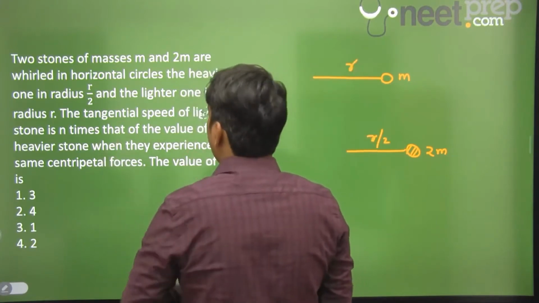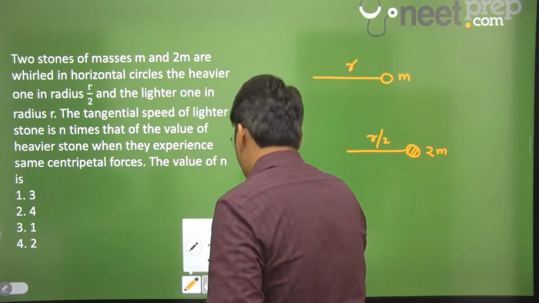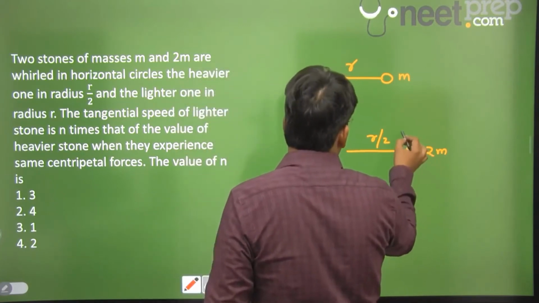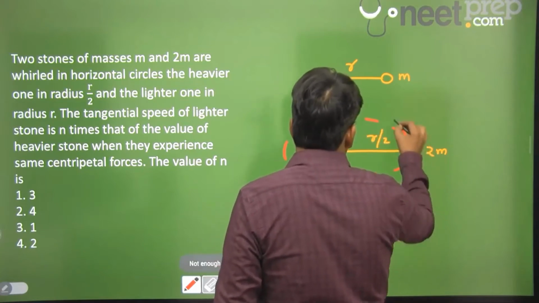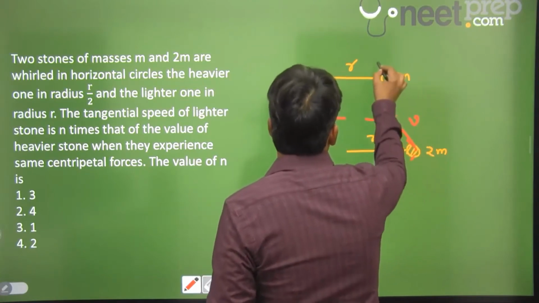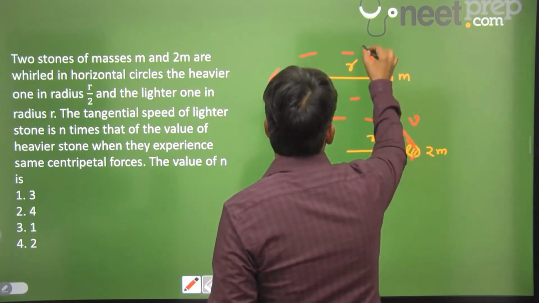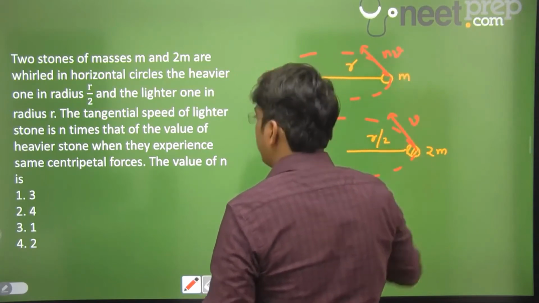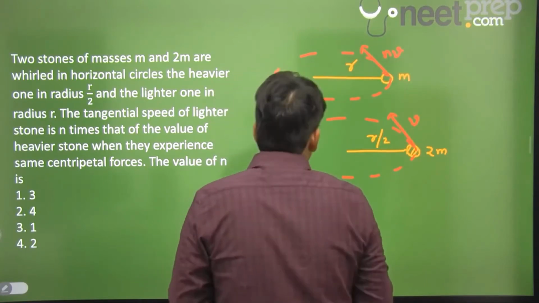The tangential speed of the lighter stone is n times the value of the heavier stone. Let us assume that the heavier stone has a velocity v, and according to the question, the lighter stone has a velocity n times v. When they experience the same centripetal forces, what is the value of n?